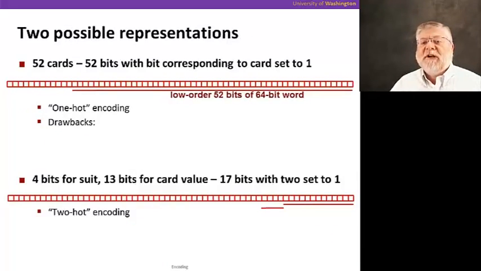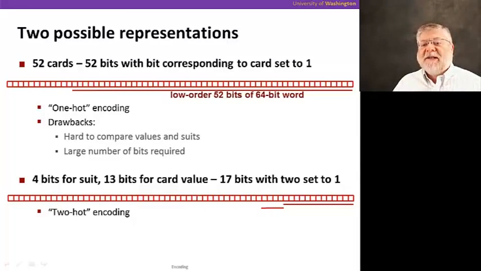So here's a very simple encoding to start with. We have 52 different cards, so let's use 52 different bits with the bit corresponding to the card that we have set to 1. So that would let us use 52 bits of a 64-bit word, let's say, in what's called a one-hot encoding, meaning that there's only going to be 1 bit set to 1, all the others will be set to 0. So we can have the first bit represent, let's say, the ace of clubs, okay? And the next bit represent the 2 of clubs, and so on.